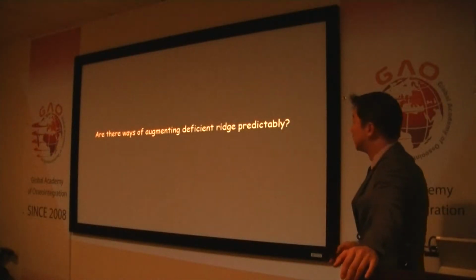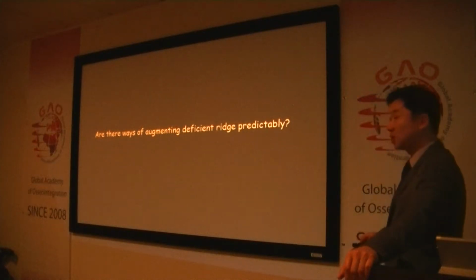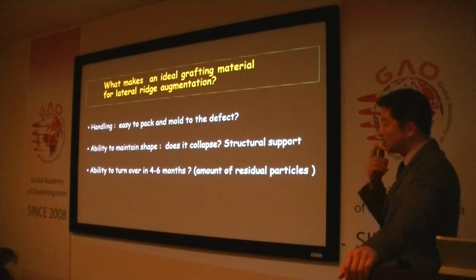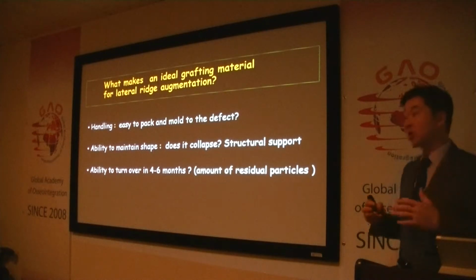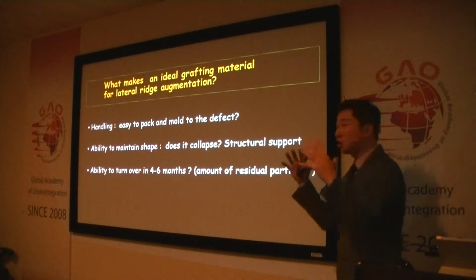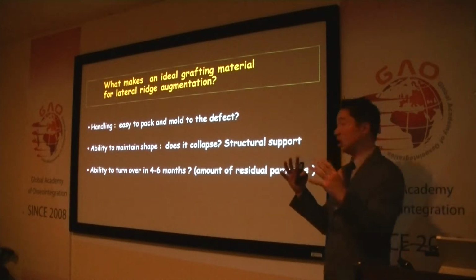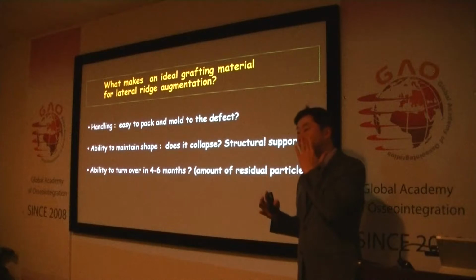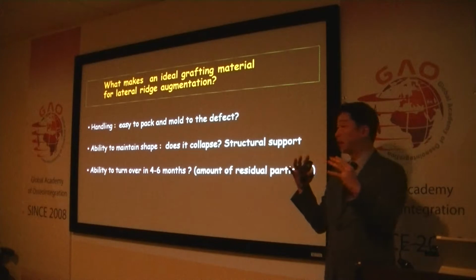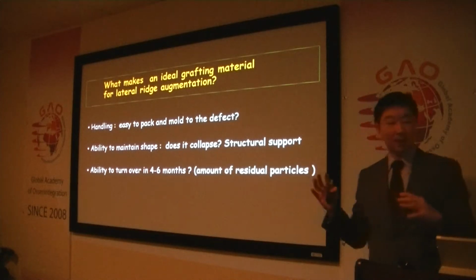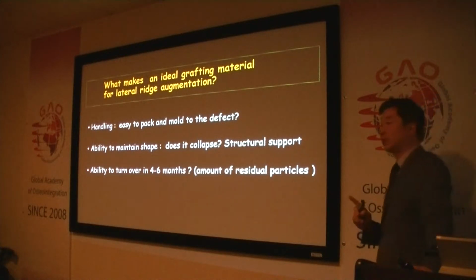It's too complicated. So my question is, are there any predictable ways of augmenting a deficient ridge? For me, it has to be very easy, straightforward. I want something that I can handle very easily. I want something that has the ability to maintain the shape. That's the key. When you're doing a bone grafting procedure, it has to maintain the shape. If the patient's pressing on the graft material all the time, that pressure is going to cause necrosis of the bone, and the graft material doesn't stay. So keep that in mind. And also, I want it to turn over in 4 to 6 months.